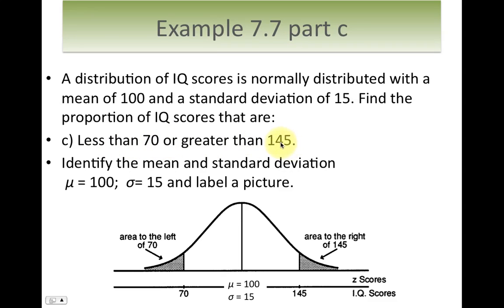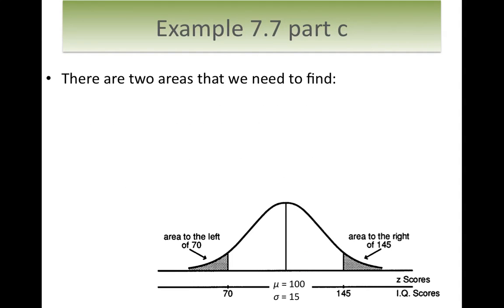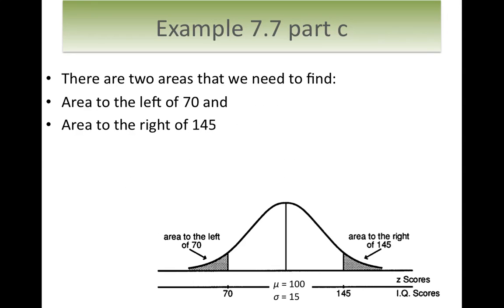If we are being asked to find the proportion of IQ scores that are less than 70 or greater than 145, we're being asked for the sum of the area of this shaded tail on the left plus this shaded tail on the right. That's what the OR means in this particular question. So we're going to find the area to the left of 70 and the area to the right of 145, and then we'll add them up.